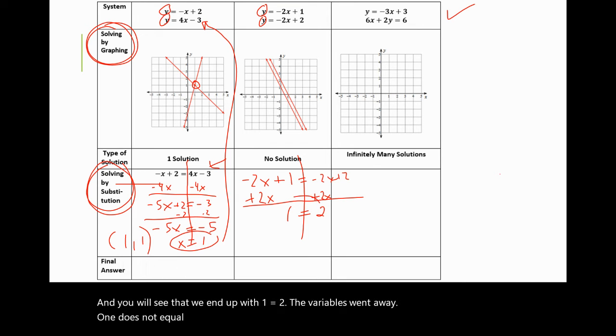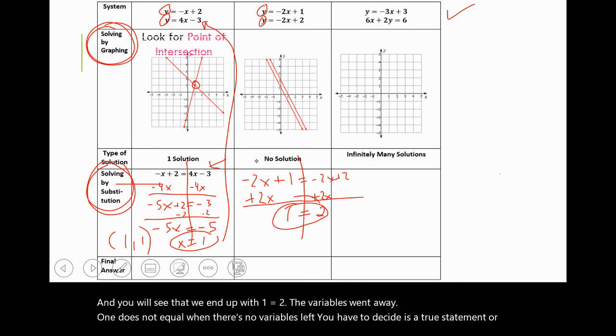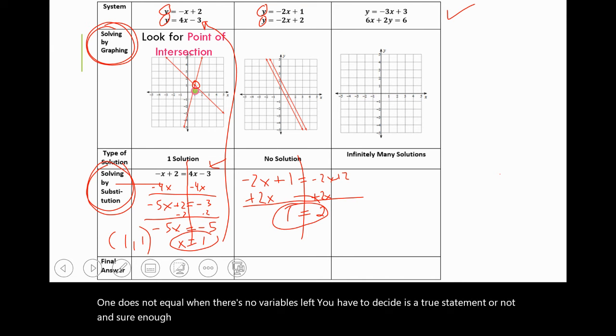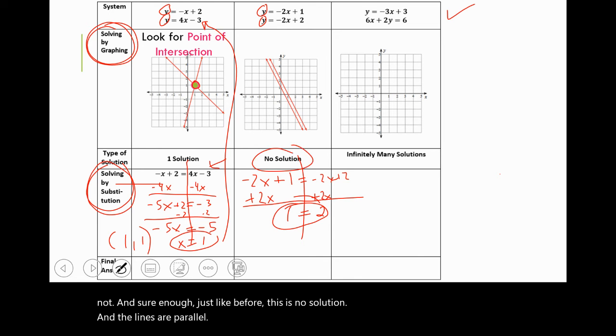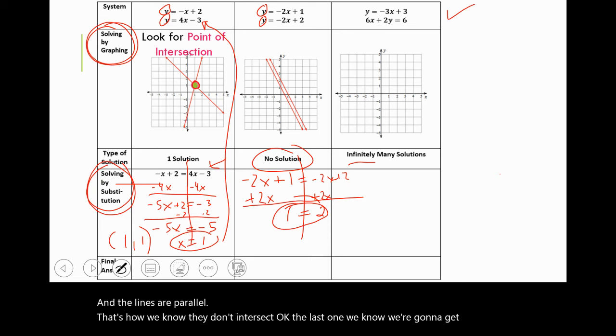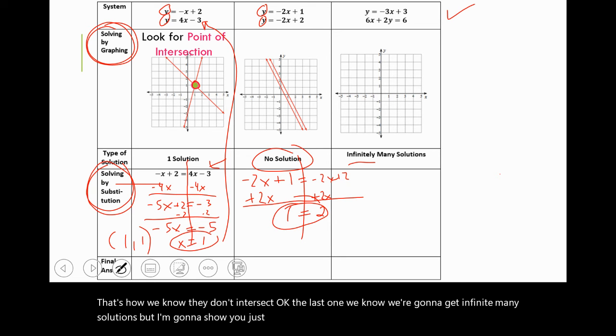When there's no variables left, you have to decide, is it a true statement or not? And sure enough, just like before, this is no solution. And the lines are parallel. That's how we know they don't intersect. Okay. The last one, we know we're going to get infinitely many solutions, but I'm going to show you, just to review, the steps for solving this.